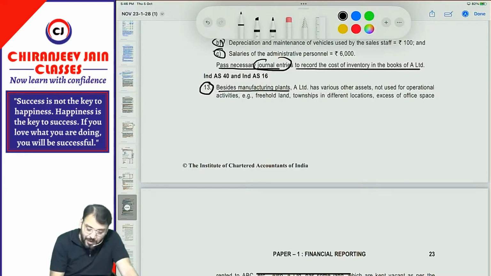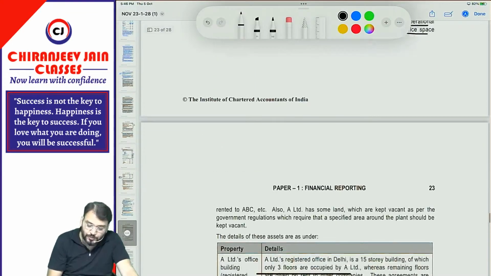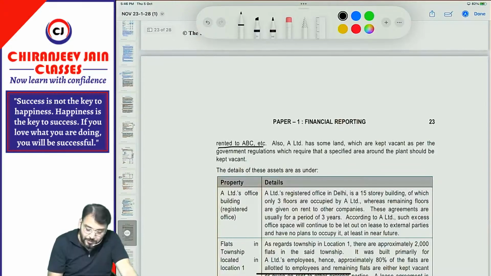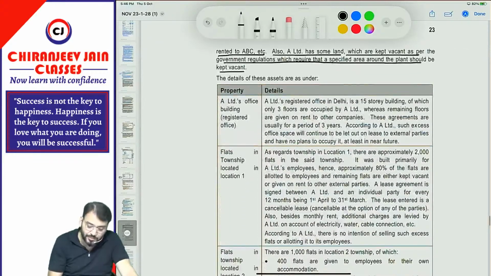Beside manufacturing plant, A Limited has various other assets not used for operational activity. Example: freehold land, township in different location, and excess of office space rented to ABC Limited. Also A Limited has some land which is kept vacant as per government regulation, which requires that a specified area around the plant should be kept vacant. The details of which are as under.